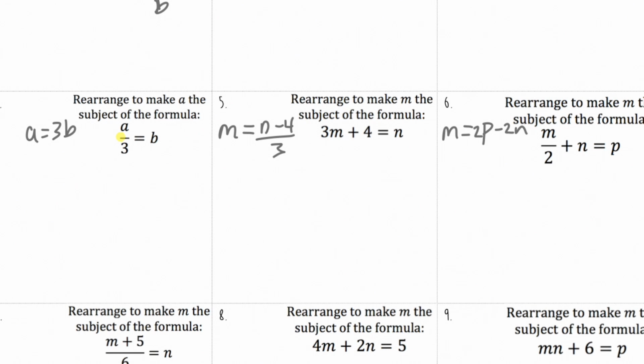Okay, so let's take a look at problems 4, 5, and 6. For 4, you should have got A equals 3 times B. For 5, you should have got M equals N take away 4, all divided by 3. And for 6, you should have got M equals 2P minus 2N.